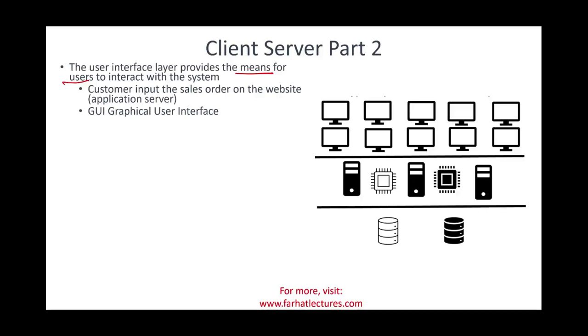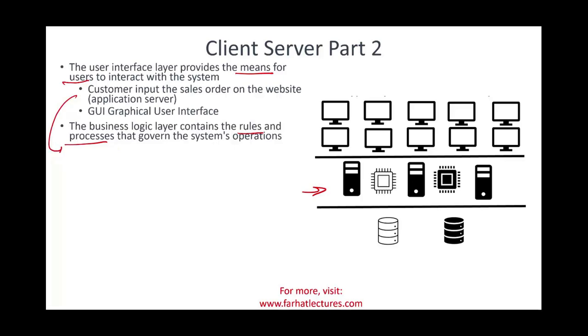So on and so forth. Then we have, as I said, the second layer, the business logic layer, that contains the rules and the processes, basically the application, the software that's running the system that govern the system operation. So keep on going with this example.